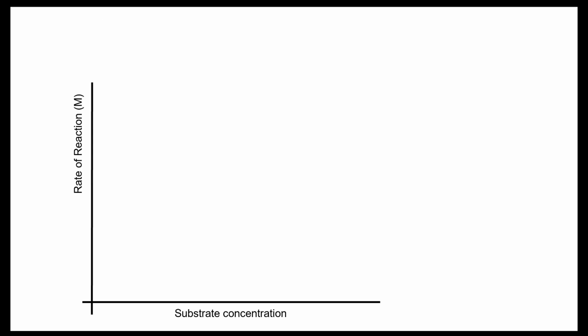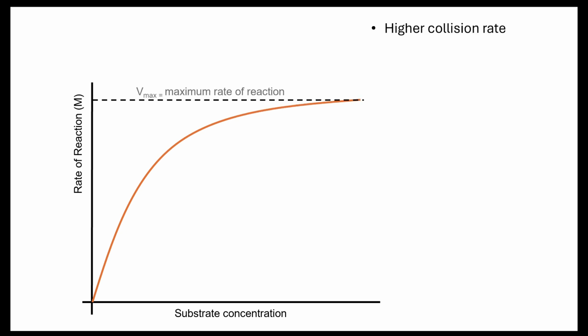If we look at the substrate concentration and we increase it, we know that we're going to end up with a higher collision rate. Therefore, if there are more collisions, there would be an expected increase in the rate of the reaction. That's because there are going to be more enzyme substrate complexes being formed, putting the strain on the substrate, allowing for that lowering of the activation energy and the reaction occurring.